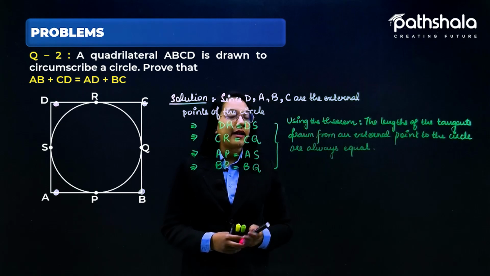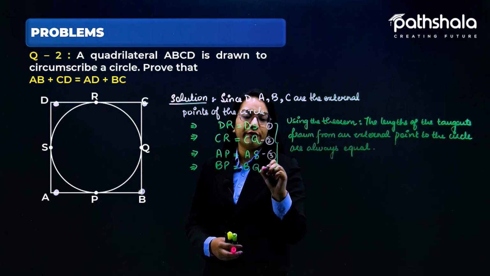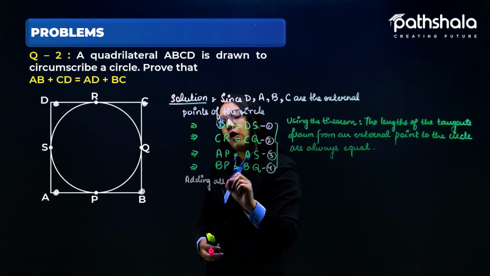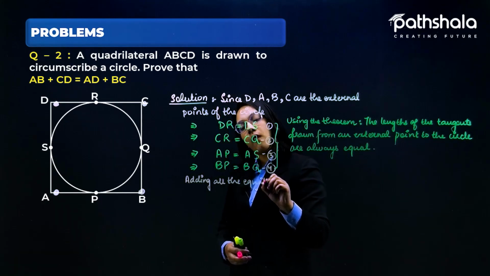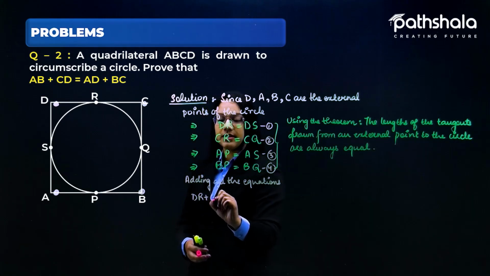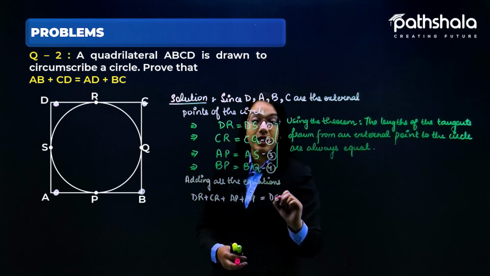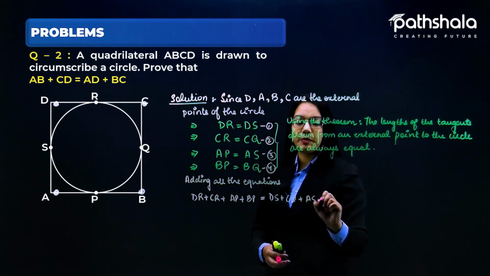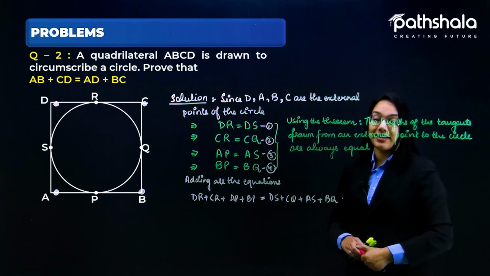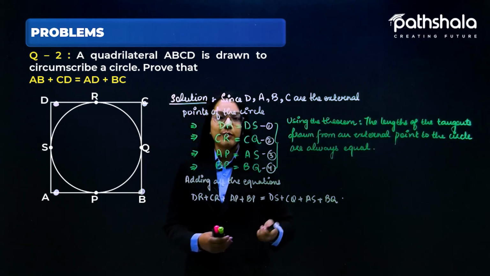Now let us add all of them. Let this be my equations 1, 2, 3 and 4. Adding all the equations, what we get is DR plus CR plus AP plus BP is equal to DS plus CQ plus AS plus BQ. We have added the left hand sides of all these equations and the right hand sides of all these equations. Now let's see what we can conclude.